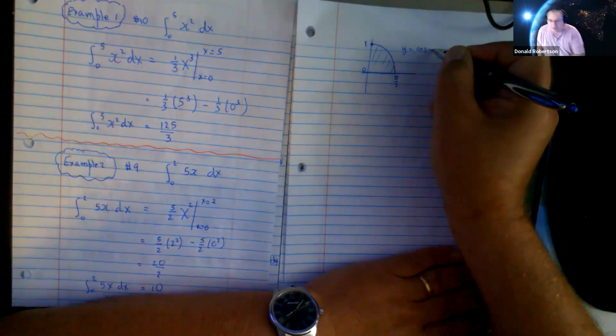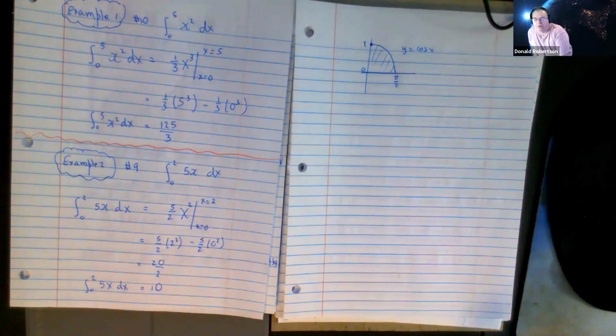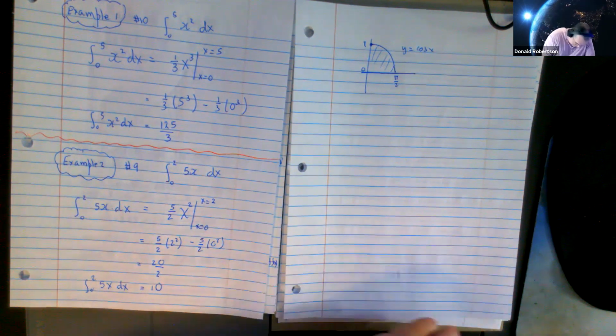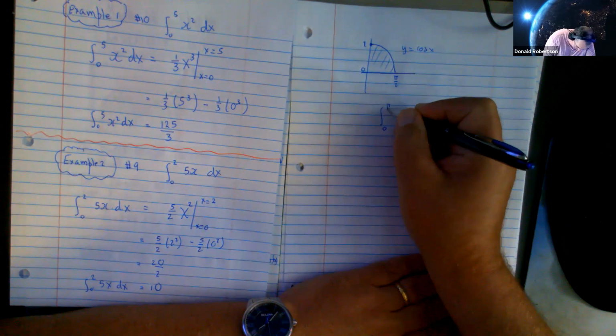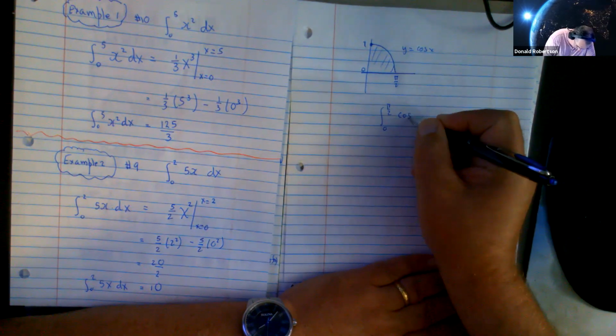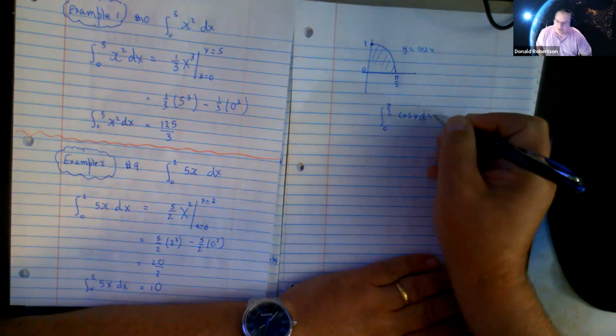I would like to know the area under the cosine function in radians, of course, from 0 to pi upon 2, right? For some reason, I'd like to know that. That would be the displacement of a moving object, perhaps. The integral from 0 to pi upon 2 of cosine x dx would represent that area.